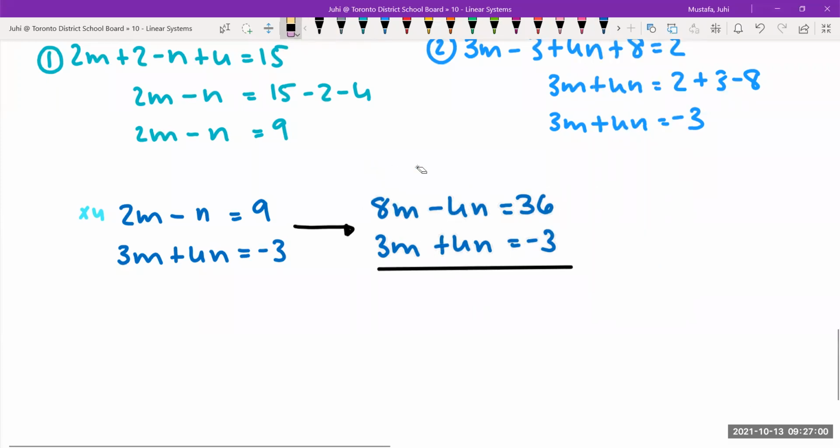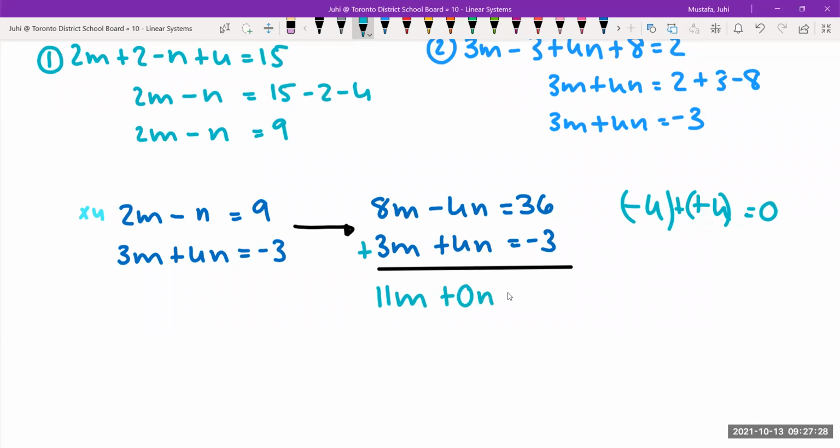Okay, let's keep going. In order for us to make the n's disappear, am I going to add these numbers or am I going to subtract them? Think about it. We have negative 4 and then we have positive 4 and we're trying to make it into a 0. So am I going to add them or subtract them? Good. You're going to add them together, right? Negative 4 plus positive 4 is going to give me a 0. So I'm going to add these together. This will be 11m. This will become 0n, and then this will become 33. The 0n just disappears, so it'll be 11m is equal to 33. m is going to be equal to 3.